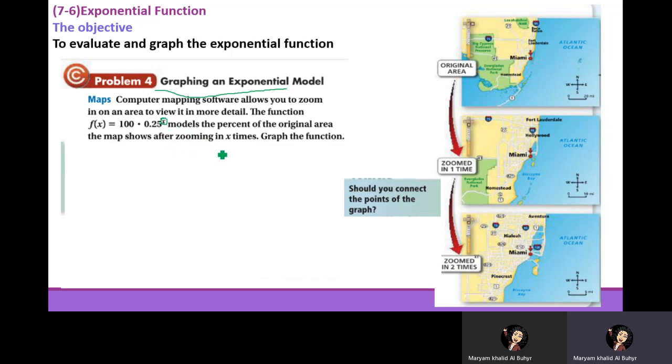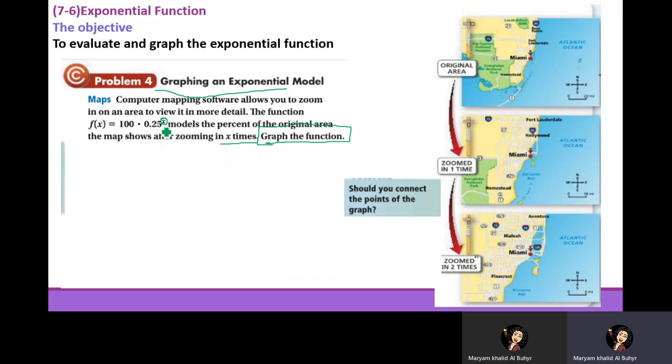This x does not mean time as in minutes or seconds. It means the number of times that you zoom in. I'm not going to waste time doing the graph for this one with you, because they only need me to graph this function here. That's all they need me to do. I just want you to notice a very small thing.